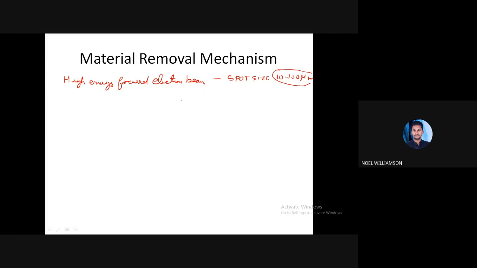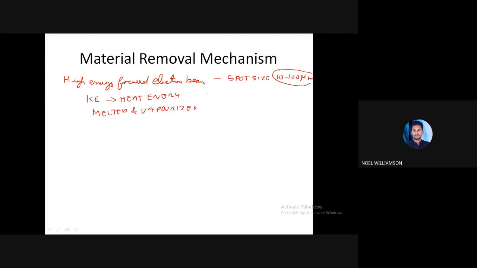As a result, the kinetic energy of the beam is transferred into heat energy. Due to the high power density, the metal at that portion will be melted, then vaporized, and it is removed. So this is the basic mechanism.